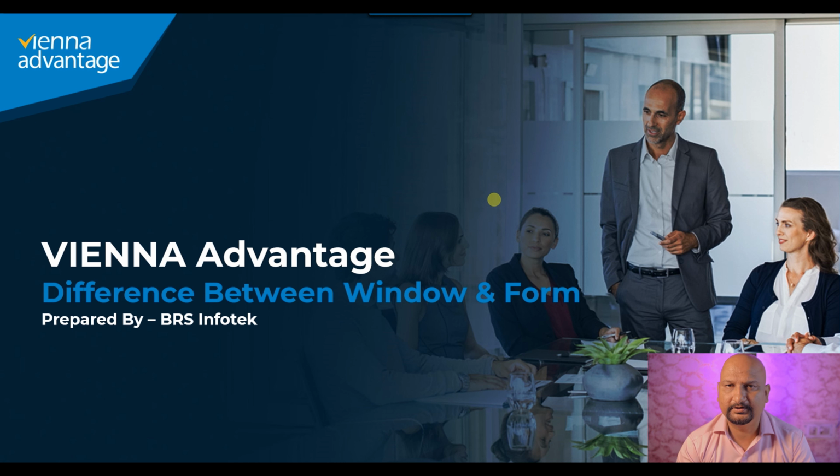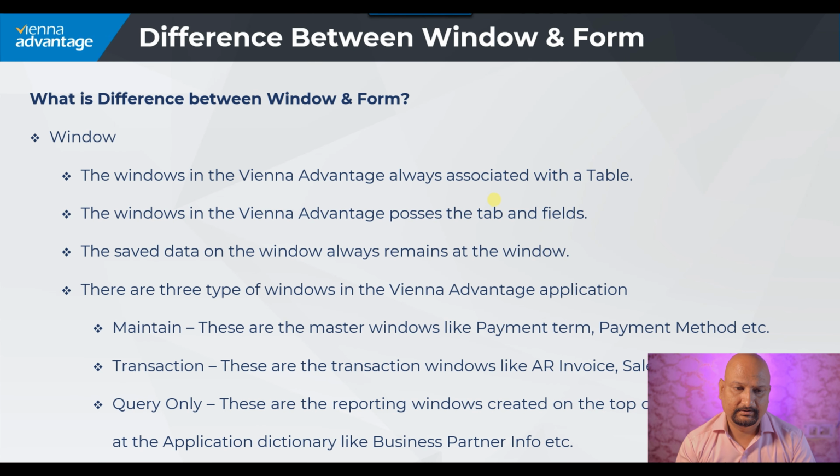a form. Okay. So in the VA system, there are various menu components, that is windows, forms, reports, processes. So we'll discuss in today's video the difference between windows and forms. Now, what's basically a window? A window in the VA system is always associated with a table.